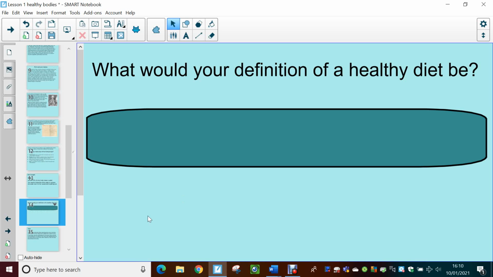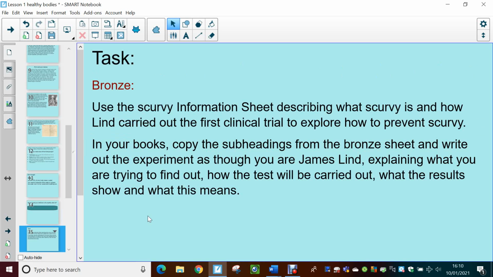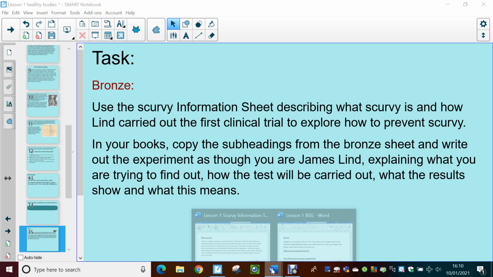Okay, I'm going to go through today's tasks individually for bronze first, then silver, then gold. Have a listen to all 3 and go with what you're feeling confident about. So today, bronze. You're going to use the scurvy information sheet, and in fact, bronze, silver, and gold, you will all be using the scurvy information sheet. It will be attached to the Wednesday work in Teams, and it looks like this.